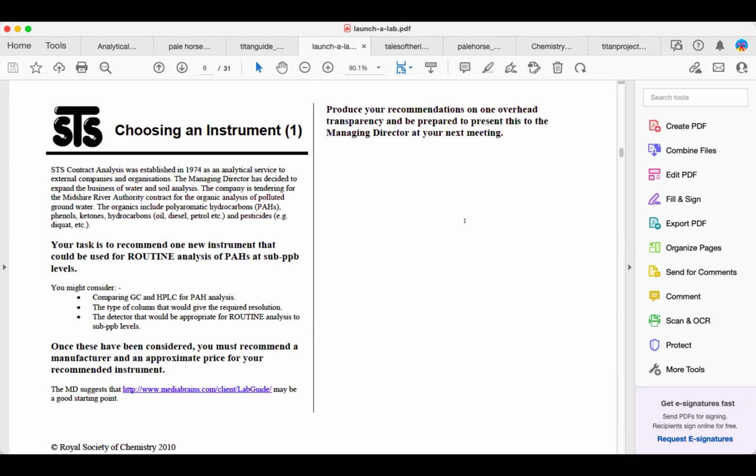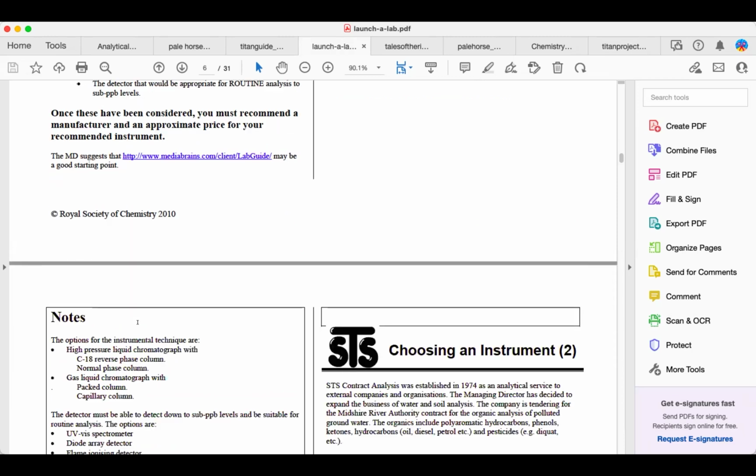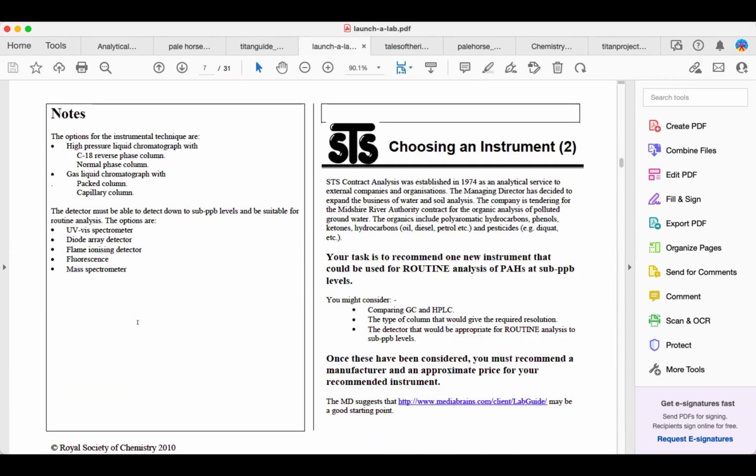Your first task is to recommend one new instrument that could be used for routine analysis for aromatic hydrocarbon, PAH, polyaromatic hydrocarbon, at sub ppb level. So make sure that you understand the minimum requirement, how low you can go. You might consider, this is a suggestion, comparing GC and HPLC, the type of column, the detector as well. So yes, we have to read about chromatography, choosing an instrument.